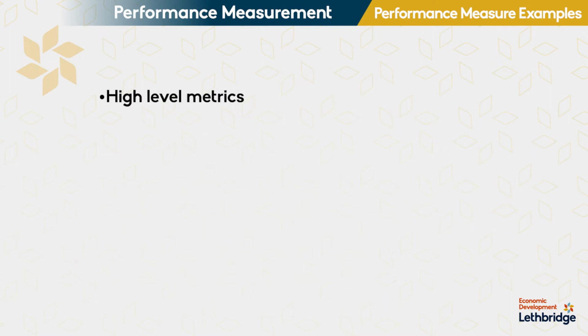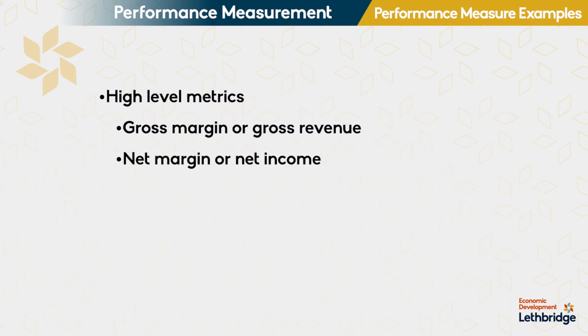At a high level, and a lot of these you'll have seen in an accounting environment, we talk about things like gross margin, also known as gross revenue, which is revenue less direct costs. We look at net margin or net income, which is revenue less all costs. Total revenue is compared to the previous period or the same period a year ago. A lot of these metrics are valuable when we look at them comparatively to last month, last week, last year, or to industry averages and so forth.